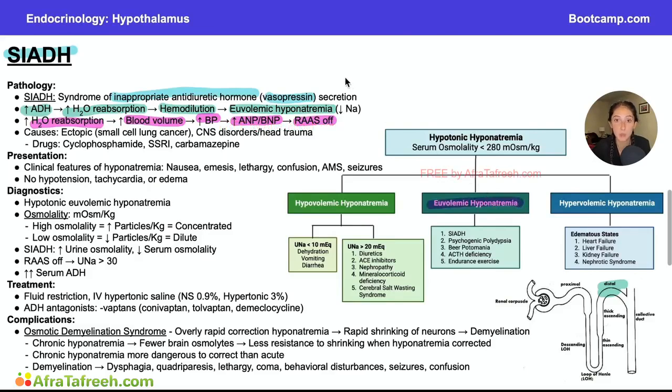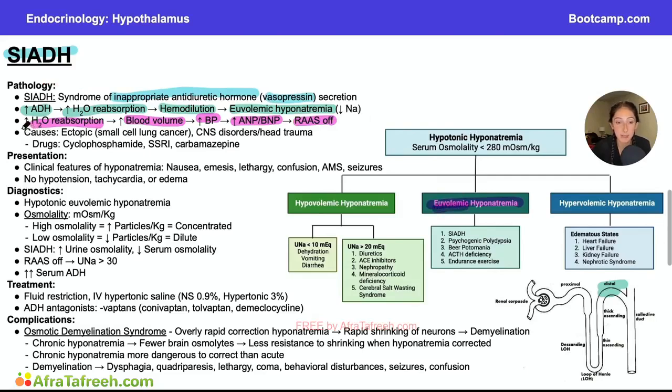Even though we are absorbing an inappropriate amount of water, the RAAS is kind of helping us maintain this fluid balance and this blood pressure overall. So it's a little bit of a complicated mechanism, but I think it is important to understand why we have a euvolemic instead of a hypervolemic hyponatremia here.